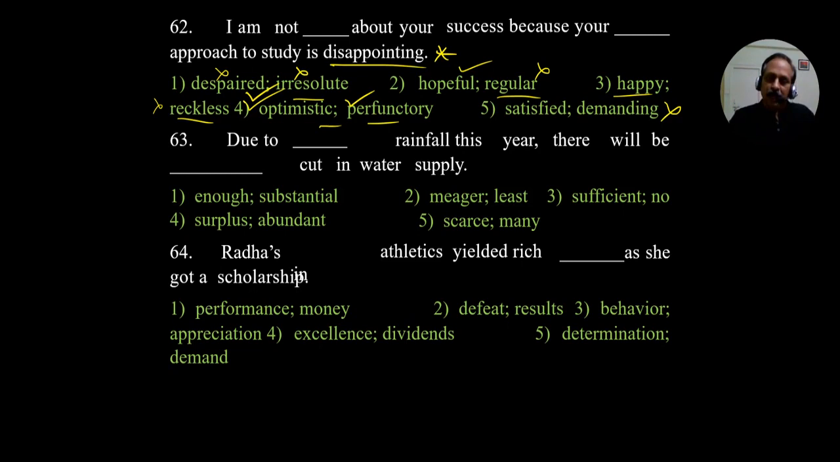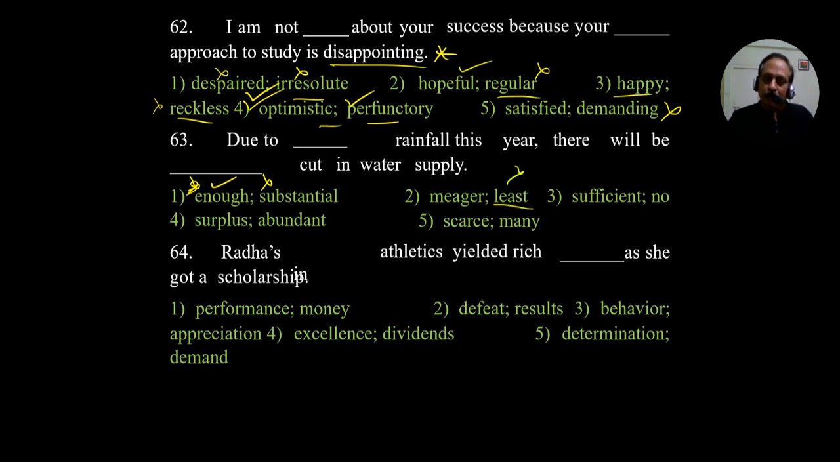Due to rainfall this year, there will be cut in water supply. Due to enough rainfall this year, there will be substantial cut. Enough rainfall, there should not be any cut, so not correct. Perhaps enough is correct, but substantial cut is not correct. Meager: due to meager rainfall this year, there will be a least cut. No, meager means a little, then it should be more, not least.